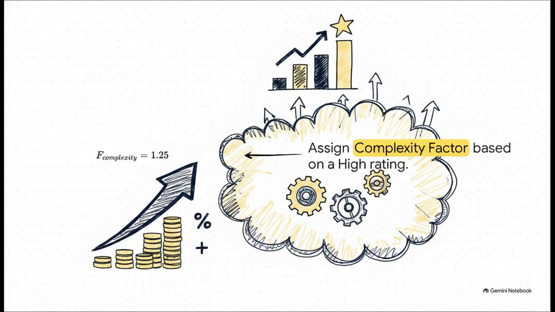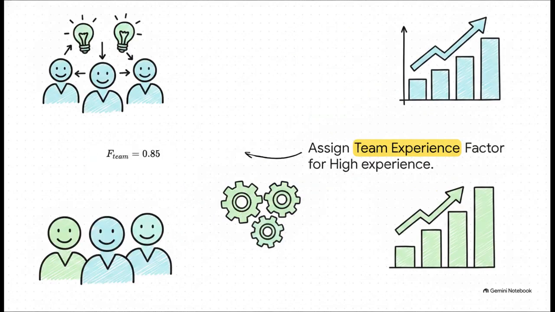Moving right along to Step 2, we need to assign our complexity factor. According to our scenario data, the new project has a high complexity rating. Based on standard cost evaluation tables, a high complexity assigns a factor of 1.25. Basically, because the project is tougher, it's going to drive our costs up by 25%. Finally, Step 3, we need to account for our team. Our new project features a team with a high experience level. And guys, this brilliantly illustrates why investing in your people really pays off.